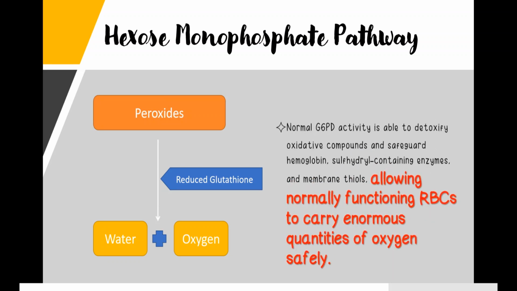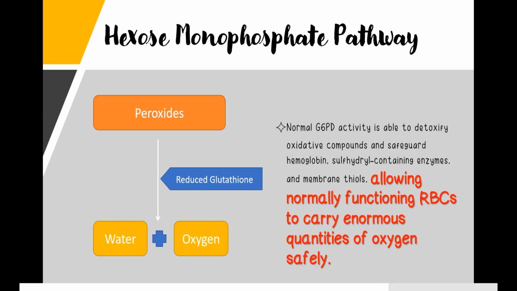Likewise, normal G6PD activity is able to detoxify oxidative compounds and safeguard hemoglobin, sulfhydryl-containing enzymes, and membrane thiols, allowing normally functioning RBCs to carry enormous quantities of oxygen safely. Remember that the very function of our RBC is to carry oxygen. Now, the presence of oxygen there may cause oxidation of the hemoglobin, but because of the hexose monophosphate pathway, the oxygen is not able to oxidize the hemoglobin.